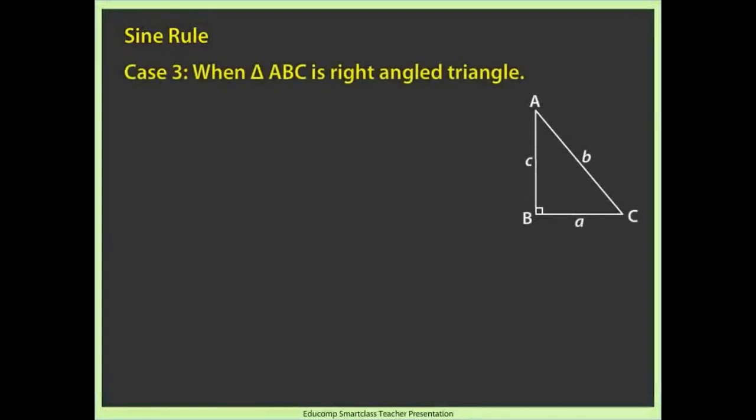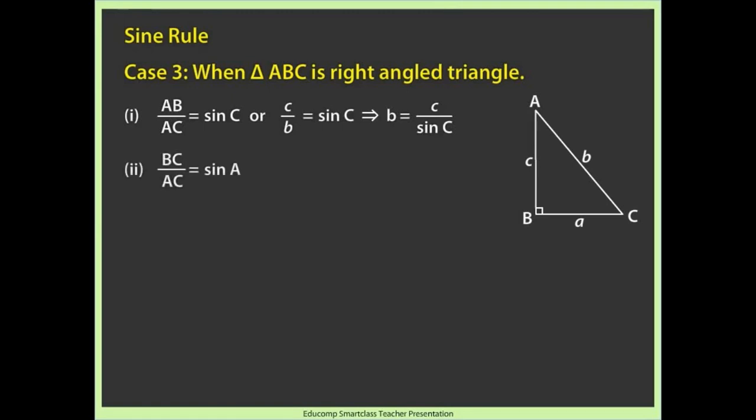Lastly, let us consider case 3. When the triangle ABC is a right angle triangle, we can see from this figure that the triangle ABC is right angled at B. So we have the following. AB over AC is equal to sine C, or c over b is equal to sine C. This implies b is equal to c over sine C, and BC over AC is equal to sine A, or a over b is equal to sine A.